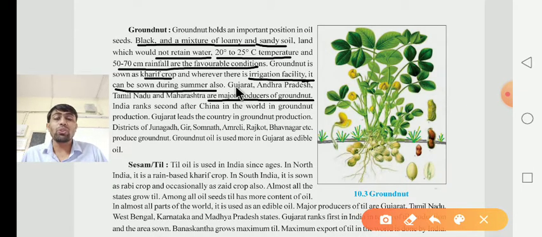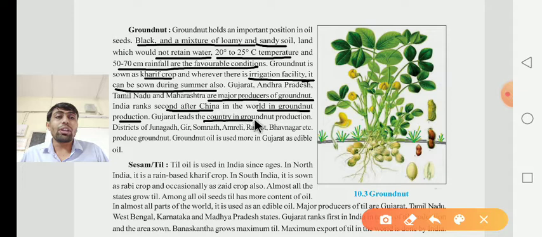In Gujarat, the local areas of Saurashtra, Junagadh and Rajkot have more production of groundnut also. That's why the names of the states are given here. India ranked second after China in the world level of groundnut production.